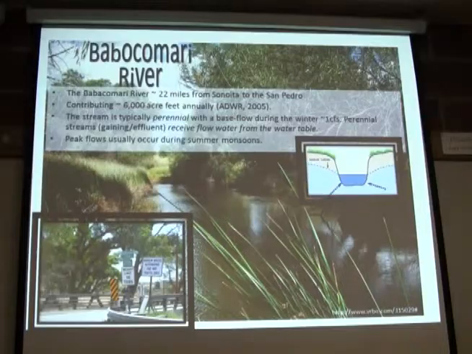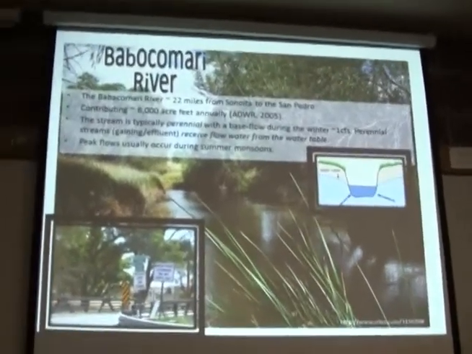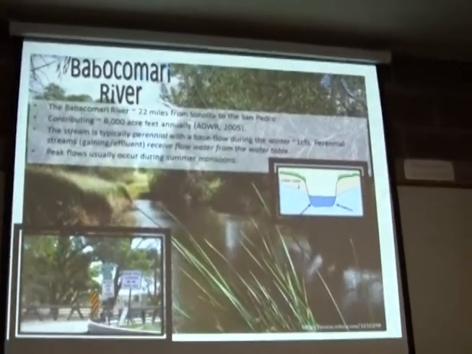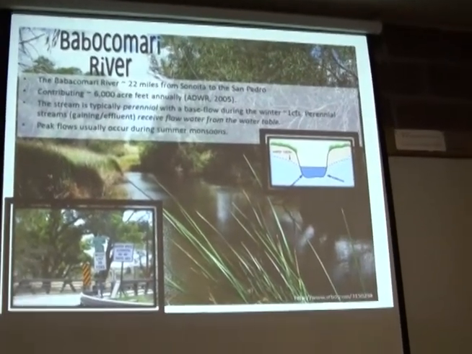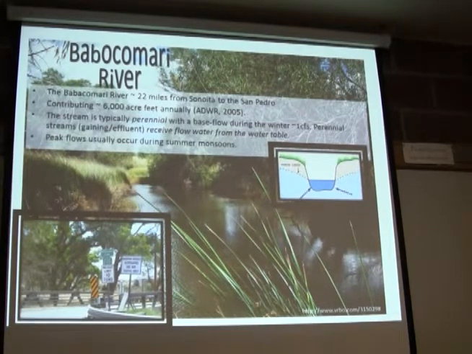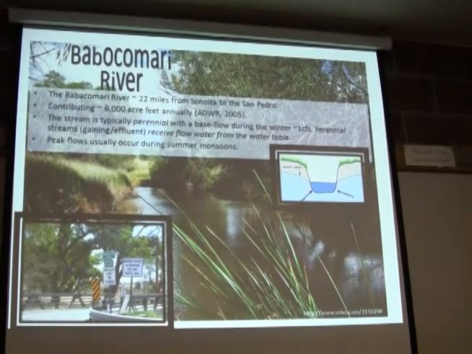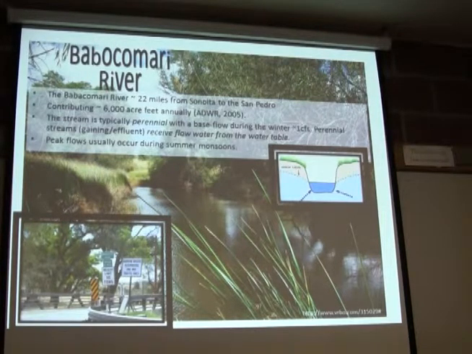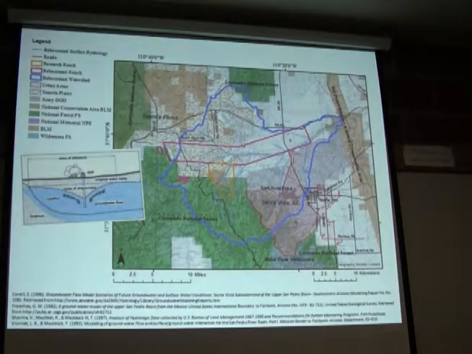It's typically a perennial stream, so that means that there's usually water flowing in it. It's got base flow during the winter of about 1 CFS, so not a lot of water during the winter, but in the monsoon season and the summer, we see a lot of flow coming through, depending on the rainstorms. So I wanted to point out the research that we're doing is really related to that perennial feature, in that the stream actually receives flow water from the water table. So when there's water occurring in the stream channel, that's because of base flow and contributions from the water table.